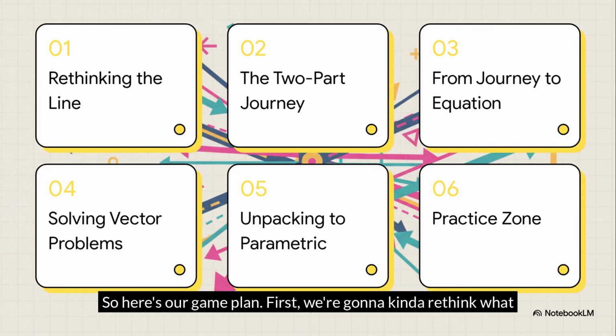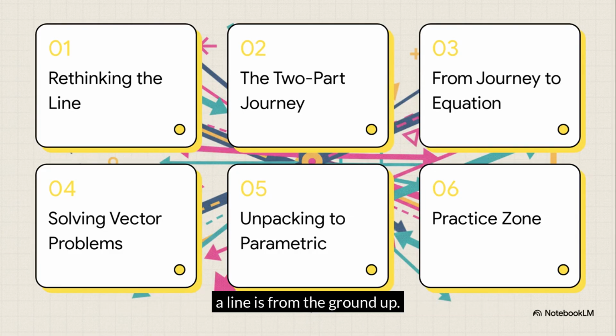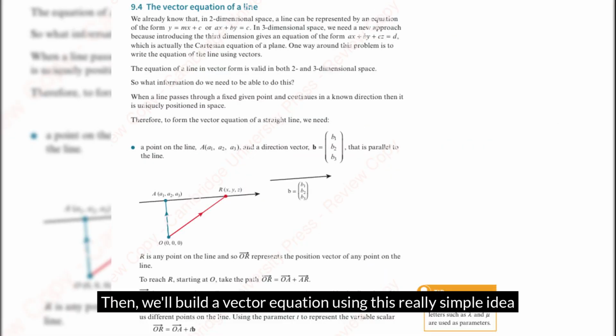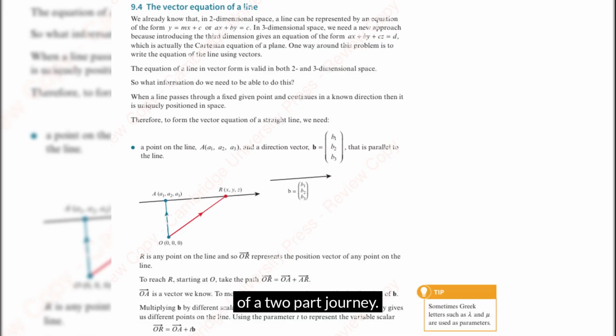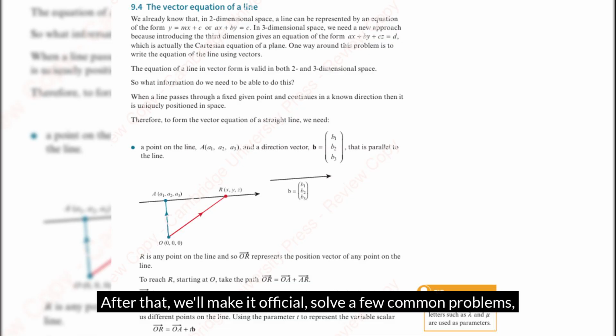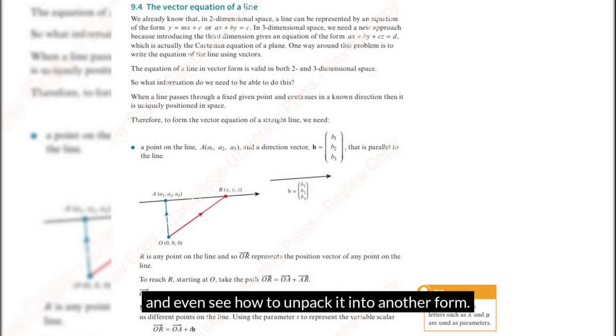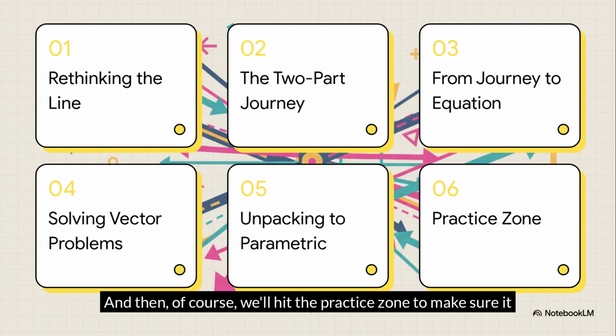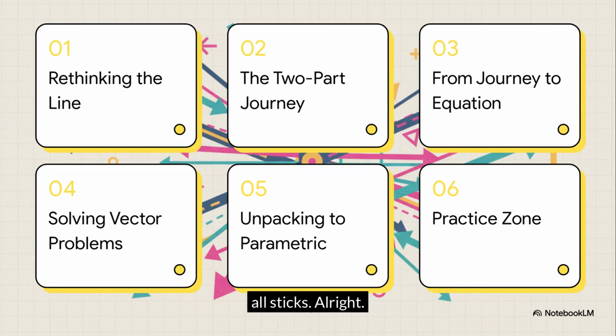So here's our game plan. First, we're going to rethink what a line is from the ground up. Then, we'll build the vector equation using this really simple idea of a two-part journey. After that, we'll make it official, solve a few common problems, and even see how to unpack it into another form. And then, of course, we'll hit the practice zone to make sure it all sticks.